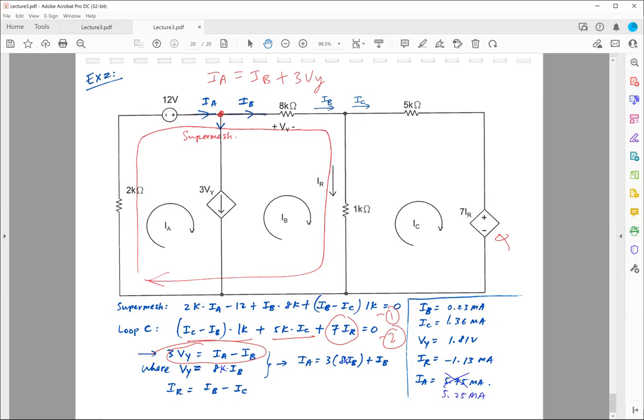What's IR? Using KCL at this node, IR is simply IB minus IC. So with all these equations, you can figure out all the unknown variables, including IA, IB, IC, and Vy, which is this one. Once you know IB, you know Vy. And IR is the difference between IB and IC. Once you know IB and IC, this one is easy.